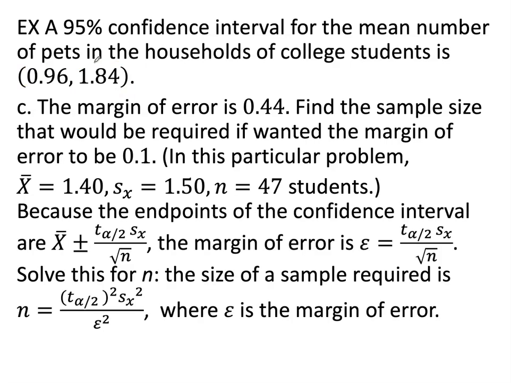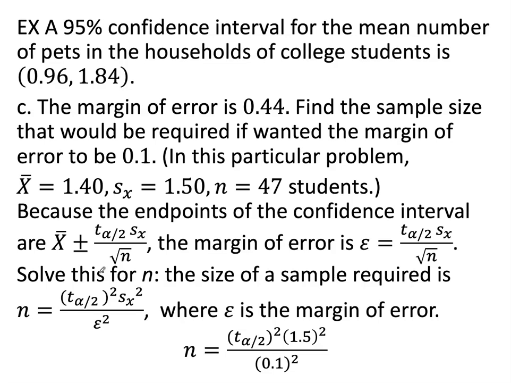So because the endpoints of the confidence interval are x bar plus or minus t sub alpha over 2 s sub x over square root n, the margin of error is, as we saw earlier, epsilon equals t sub alpha over 2 s sub x over square root n. So let's solve this for n. In other words, let's get n by itself and express n in terms of everything else. Just a little bit of 8th grade algebra. So the size of a sample required is n equals t sub alpha over 2 squared s sub x squared over epsilon squared, where again epsilon is the margin of error.